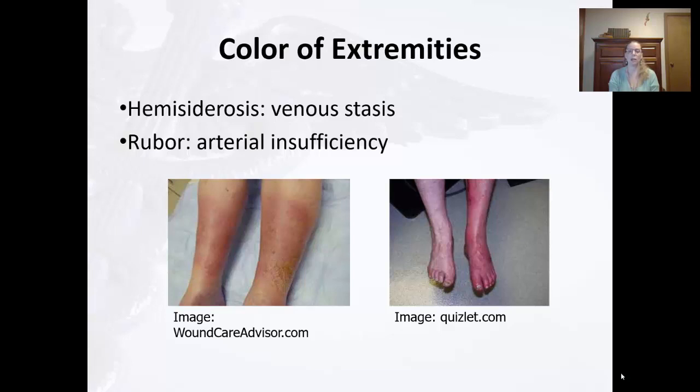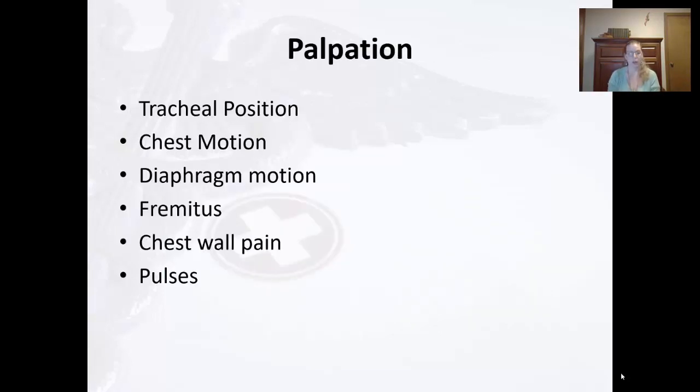Rubor is that red color in the picture on the right. The patient's left leg is what we call rubor, and that can be a sign of arterial insufficiency. Okay, now when we're palpating our patients, we're going to do tracheal position, chest wall motion, diaphragm motion. We're going to palpate fremitus and pulses. And when we're palpating the chest wall, it's important to pay attention to any areas that might be painful.